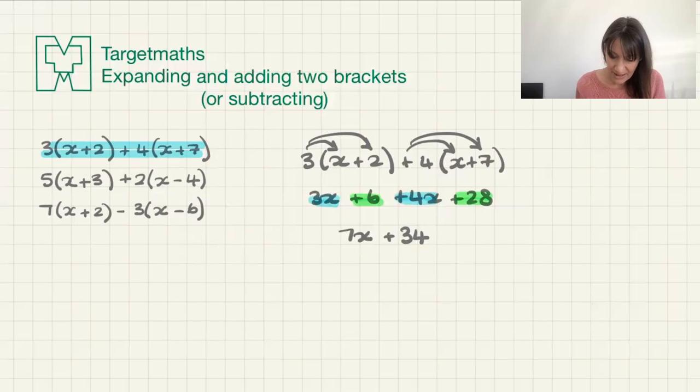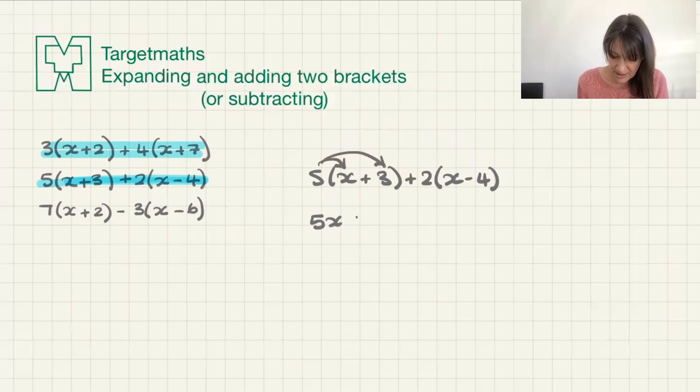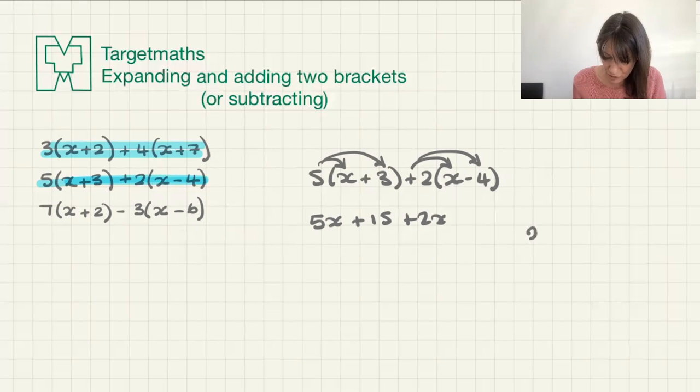Okay. Let's look at our next one. We'll highlight it just quickly. There we go. So we've got 5x plus 3 plus 2x minus 4. Okay, so I've got 5 times x is 5x. 5 times 3 is 15. 2 times x is 2x. And then as soon as I get some sort of negative in my question, I'm going to write it to the side so that I know I'm not going to make a mistake. I've got a positive 2 times minus 4.